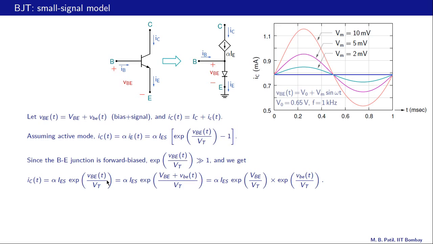Now this VBE, the instantaneous voltage, we are going to substitute with the DC part plus the time varying part, like that. And now this is like e raised to a plus b, which is e raised to a times e raised to b, and that brings us to this equation. IC of t is alpha IES times e raised to VBE by VT, this is the constant VBE, or the bias value of VBE, times e raised to vbe of t divided by VT. This is the time varying VBE, this part here.